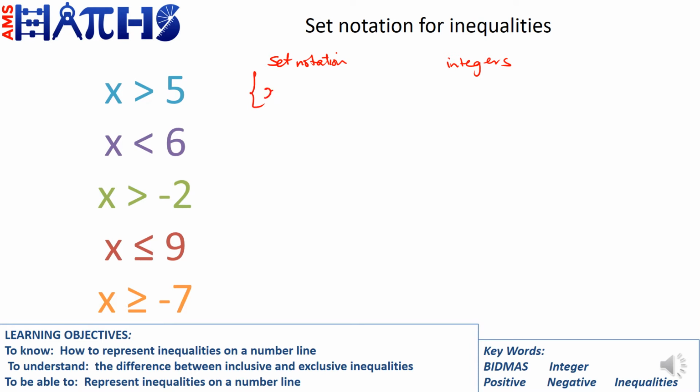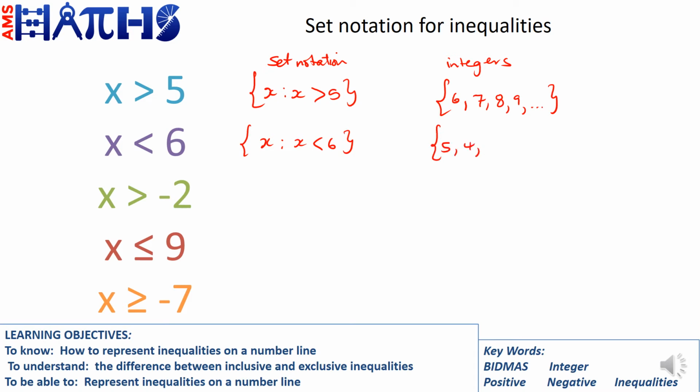We have x is such that x > 5, and then we'll have our integer list to be 6, 7, 8, 9, and could continue forever. The other one, x is such that x < 6, and the integer set would be 5, 4, 3, 2, and we could continue forever.